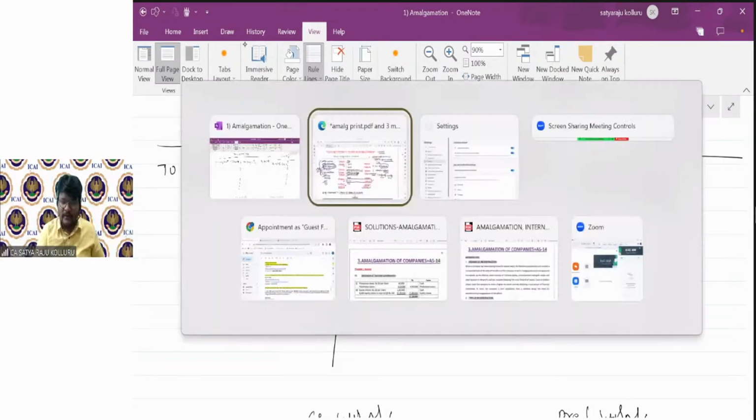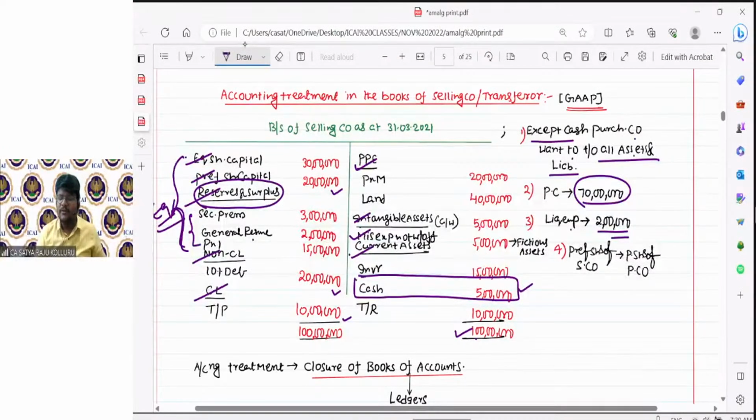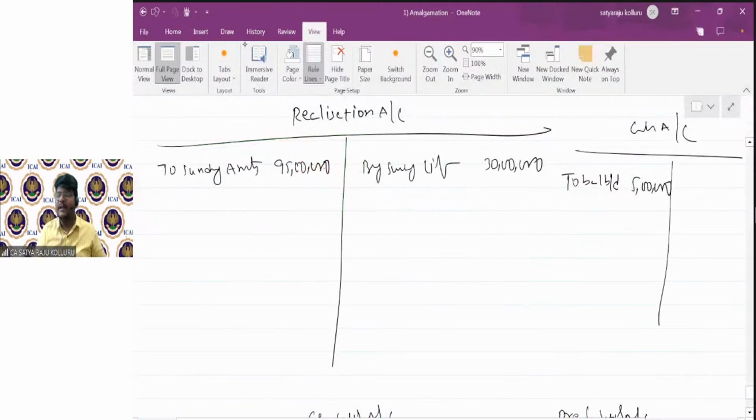For example, here it is clearly given that plant and machinery was not taken over by the purchasing company. Let us assume this point was given. Then what do I need to do? I need to separately open a separate ledger for plant and machinery. For which purpose? I will sell in the outside market if the purchasing company is not ready to take over. When I sell, whatever proceeds I get, that plant and machinery account will be closed. Do you understand? That's the reason why, if any asset or liability is not taken over by the purchasing company, I will open it separately and realize it in the outside market at a later point of time.